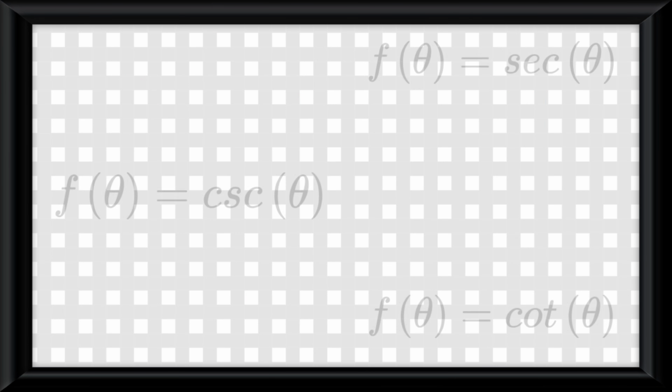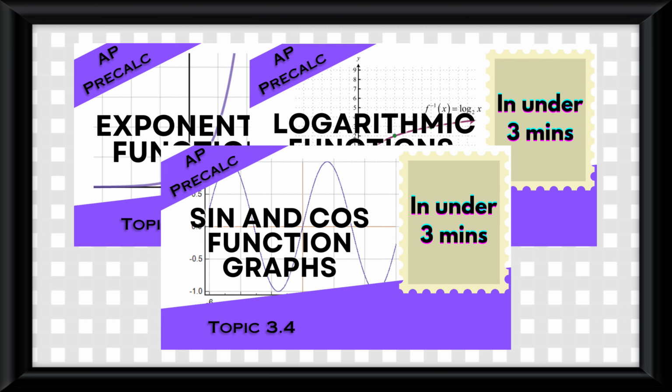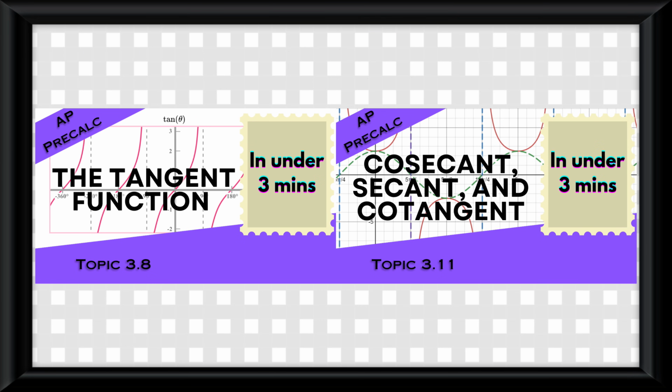Now let's talk about the graphs for these functions. Understand that for things like exponential graphs, log graphs, and sine and cosine graphs, you need to understand kind of every little thing about it. But the tangent graph and the graphs in this video are just something you need to get a vague idea of what they look like. Okay, let's start with secant.